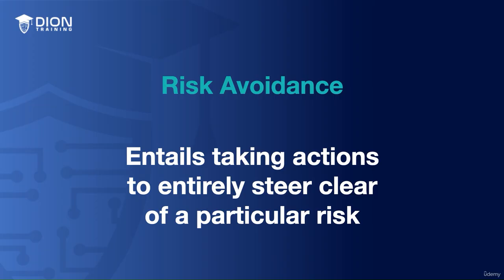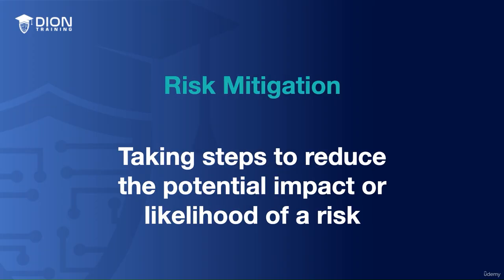This could mean not engaging in certain activities or operations that could potentially lead to the risk. Risk mitigation involves taking steps to reduce the potential impact or likelihood of a risk. And this could involve implementing controls, safety measures, or other actions that would lessen the impact of the risk should it occur.